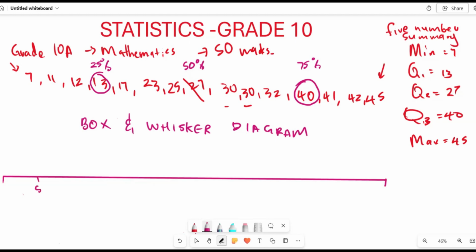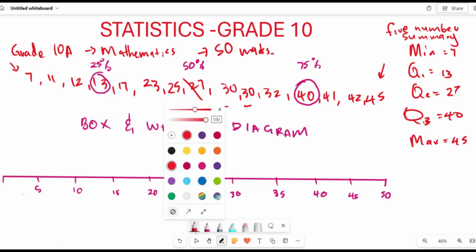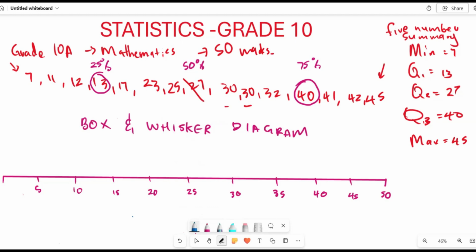We are saying this is 5, this is 10, this is 15, this is 20, this is 25, let's say this is 30, this is 35, let's say this is your 40, this is your 45, and let's say this one is going to be our 50 altogether. Now, this is going to be our number line, right? I've tried to draw it accurately, because in order for us to draw the box and whisker diagram, we definitely need our number line. And how do we then go about drawing the box and whisker diagram?